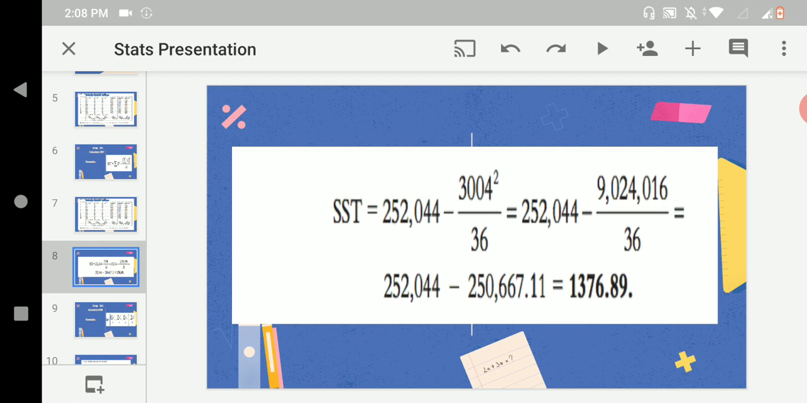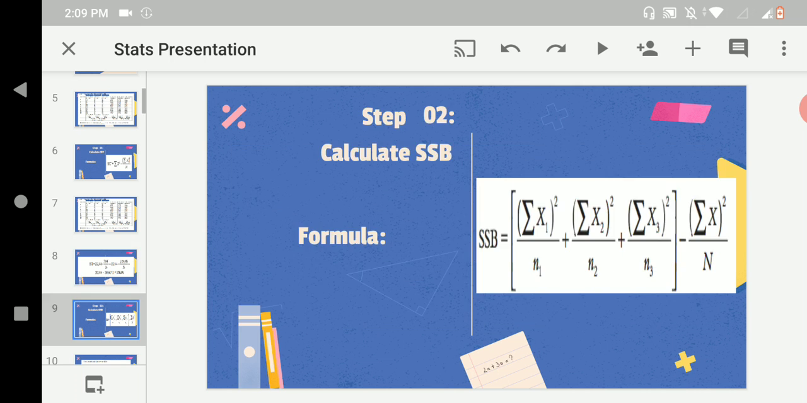So we calculate SST equals 252,044 minus 9,024,016 over 36. So we have 252,044 minus 250,667.11, which is equal to 1376.89. So you have to remember that the value of SST now is 1376.89. Now step 2. We have to calculate the SSB.